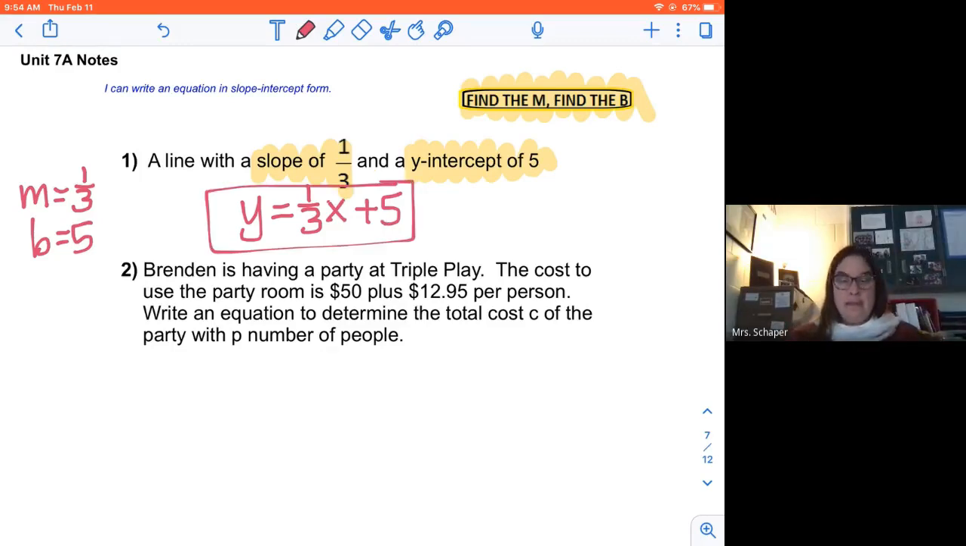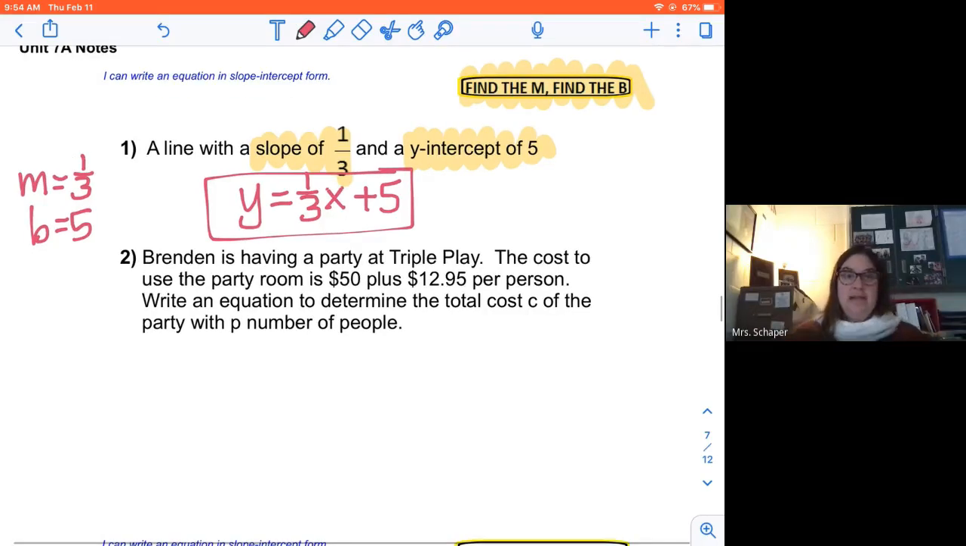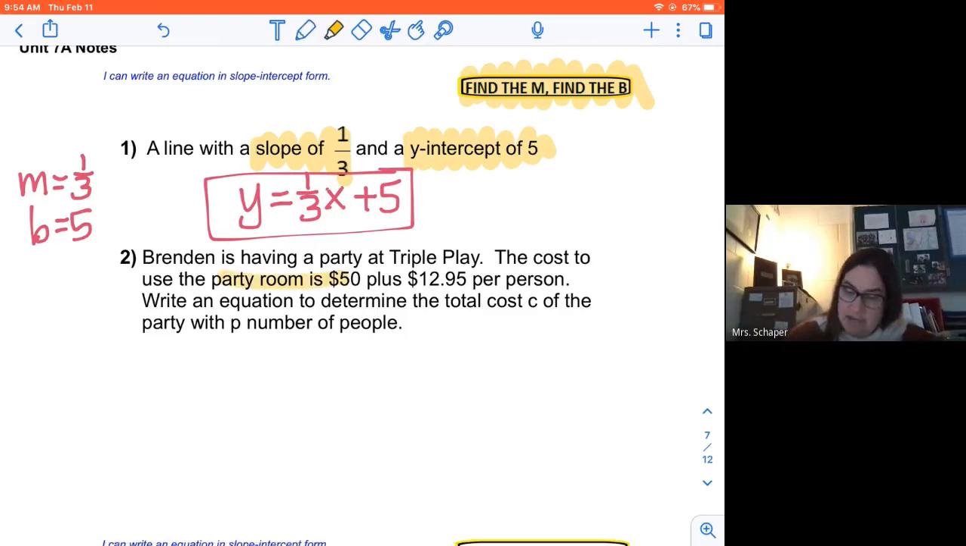Brendan is having a party at Triple Play. You can tell I wrote this a while ago because Triple Play doesn't even exist anymore. Do you remember Triple Play? The cost to use the party room is $50 and it's $12.95 per person. So we want to write an equation to figure out the total cost of the party if we invite P number of people. I need to write my m and my b.